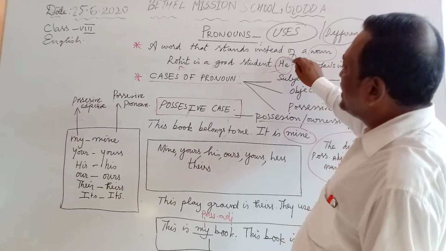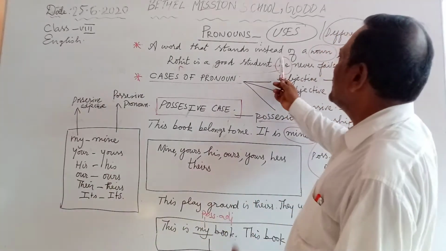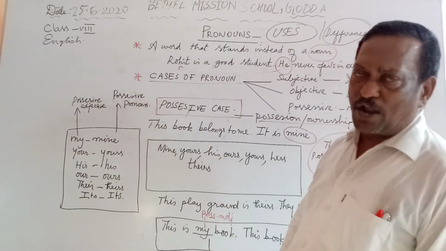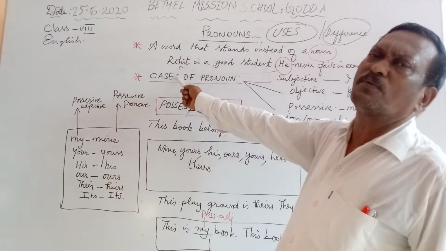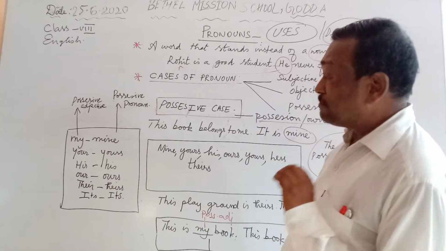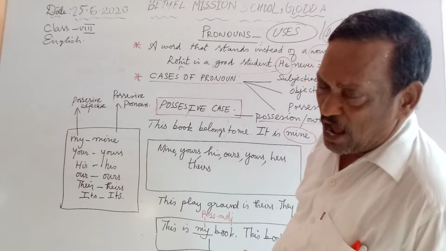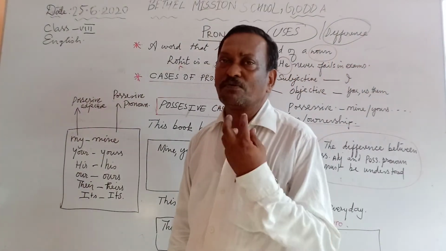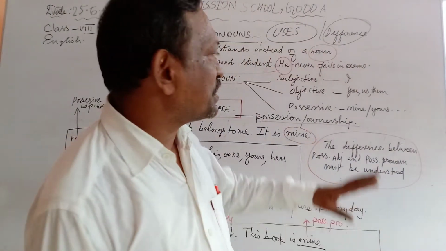So what is this he? All of you might be knowing this. A very simple answer. He is nothing but a pronoun. And why is it a pronoun here? Because it stands for the noun that is Rohit. So from this sentence, the definition must have become clearer to you now. That is, a pronoun is a word that is used instead of a noun or replaces a noun.